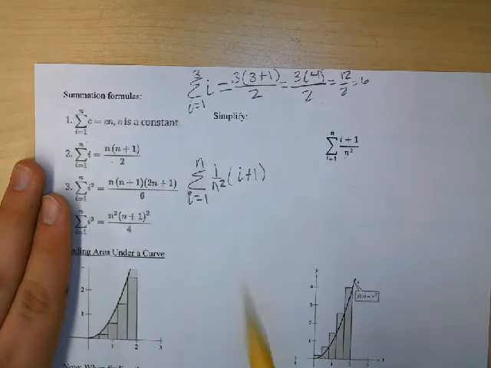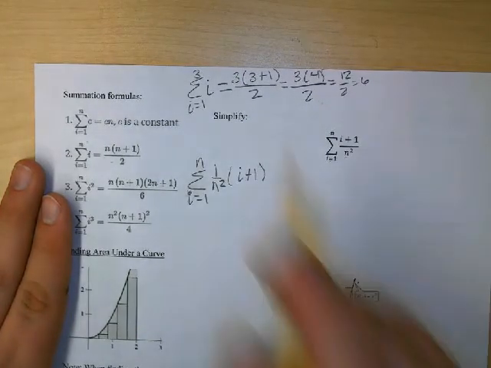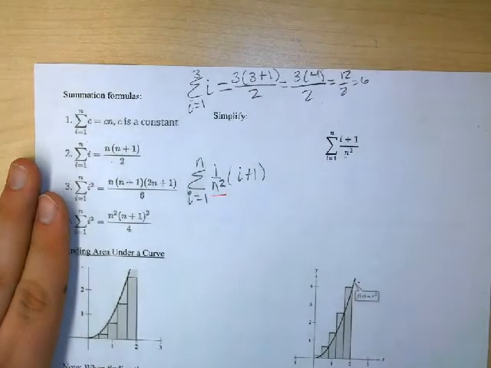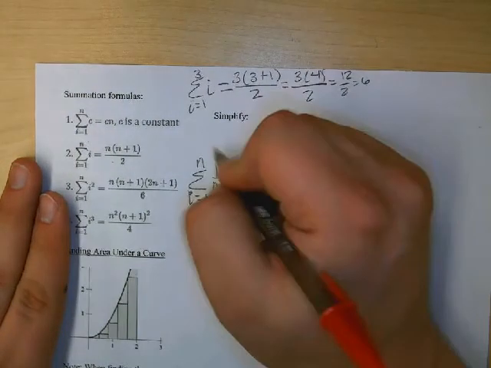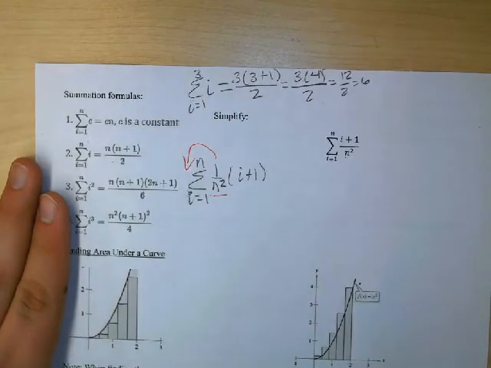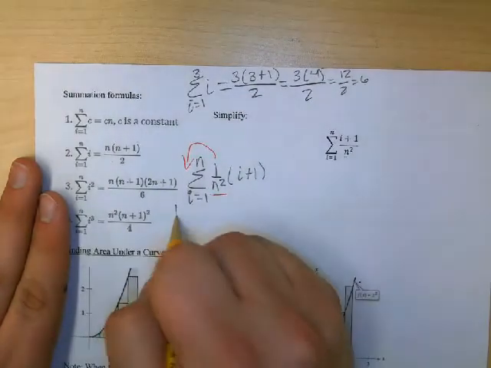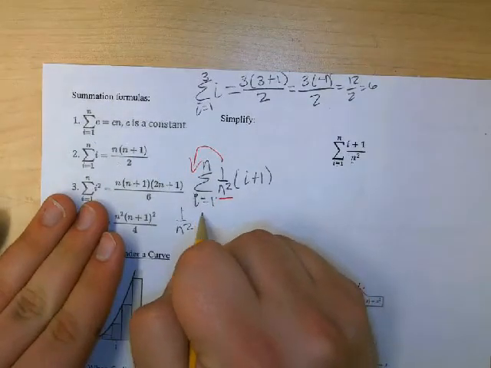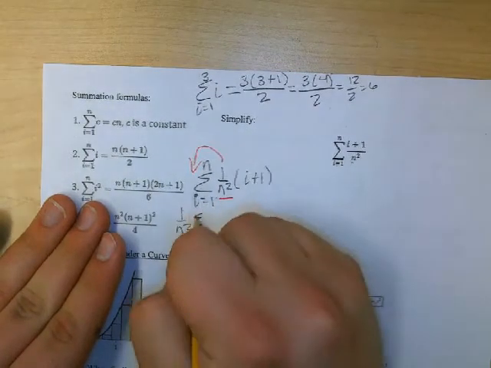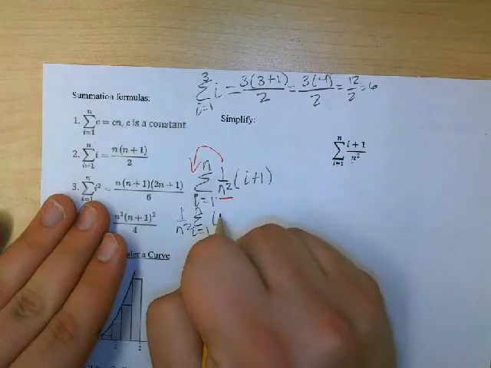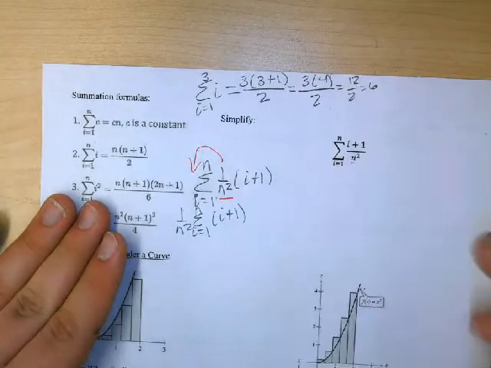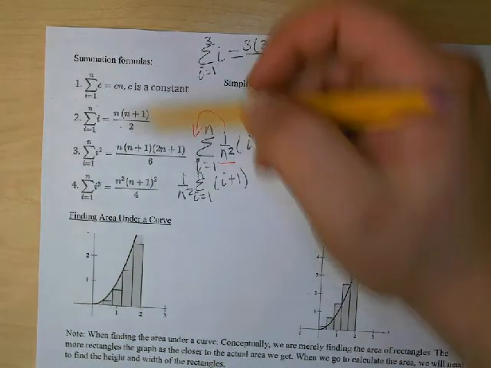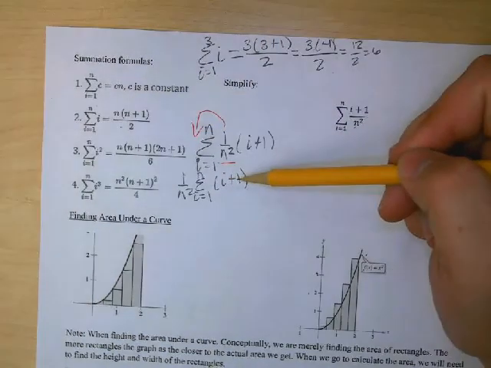Same concept. Now remember, I can move this 1 over n squared to the front, no problem whatsoever. So I'm just going to do that: 1 over n squared times the summation from i equals 1 to n of i plus 1. Now, in order to use my formulas, I'm going to have to do something with this i plus 1.